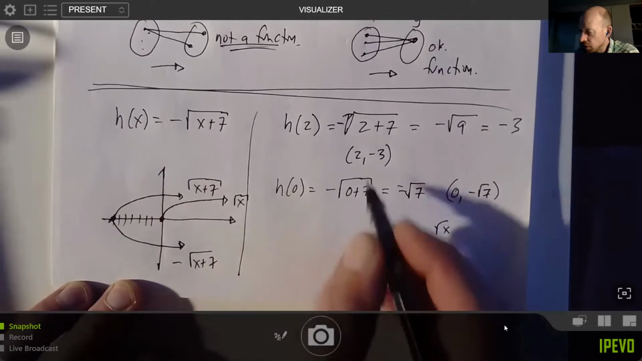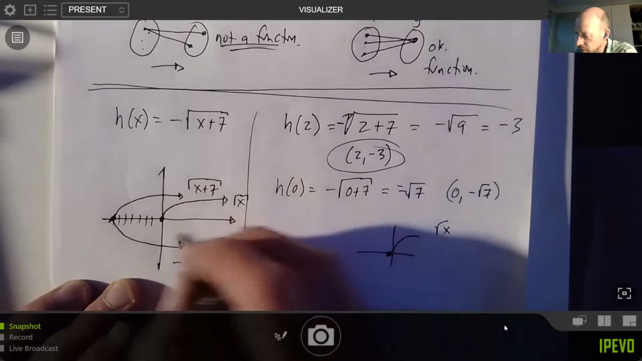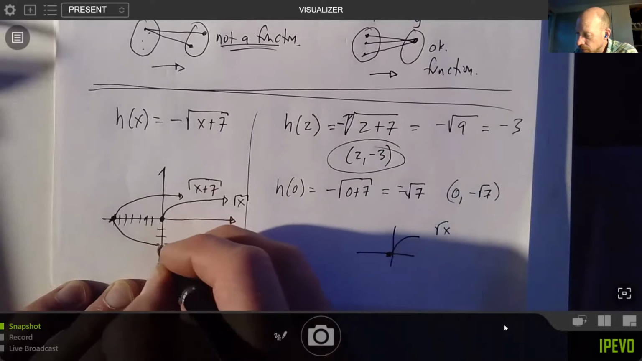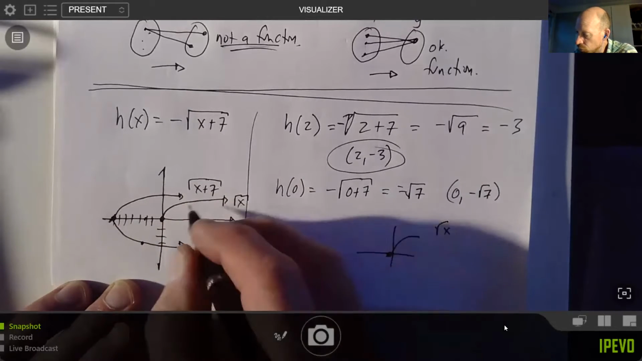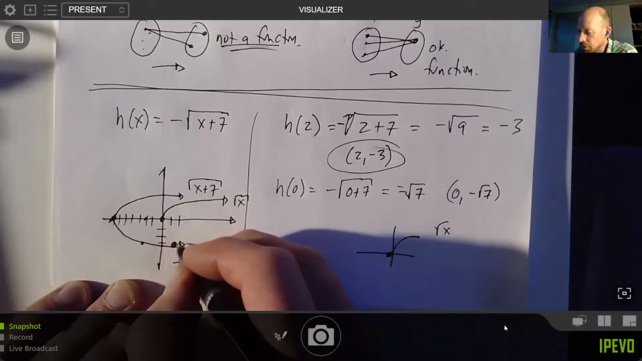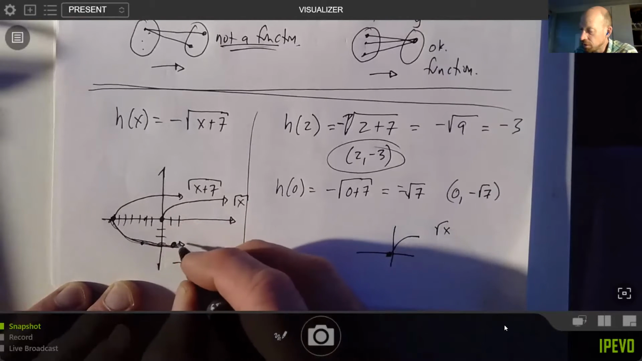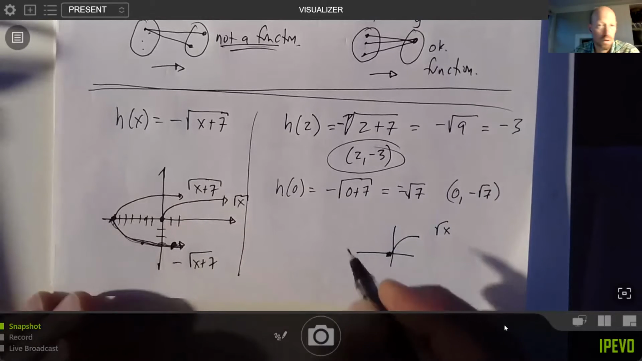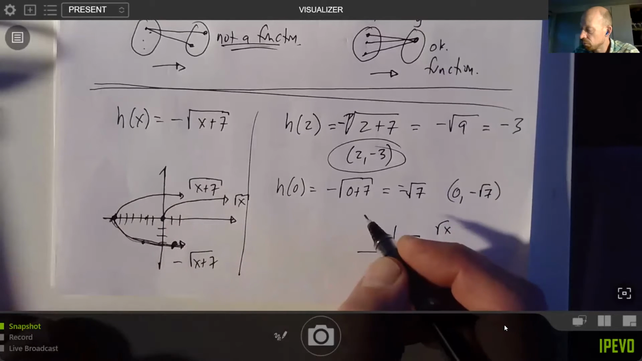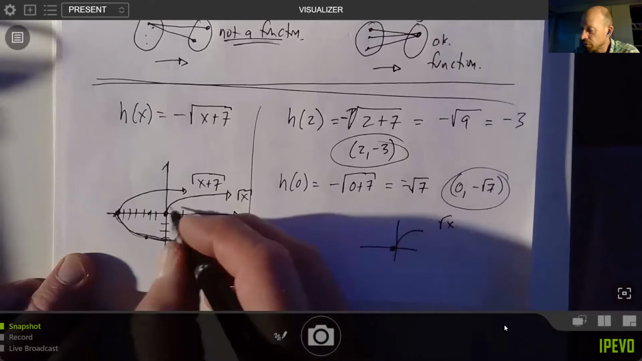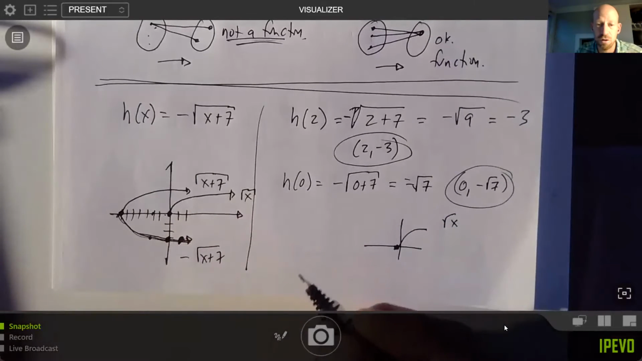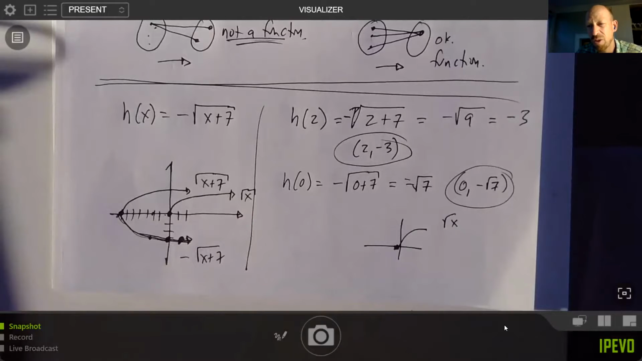Now, it turns out that this point that I had found earlier, that is on the graph, 2 minus 3, or sorry, 2 minus 3. Again, it's hard to tell exactly where that is, but that point is right there. And this point here, 0, negative square root of 7, it turns out that point is right there. So those points are on the graph, but notice the points don't really help me very much with the graph. The transformation gives me a very good sense of what that graph looks like.